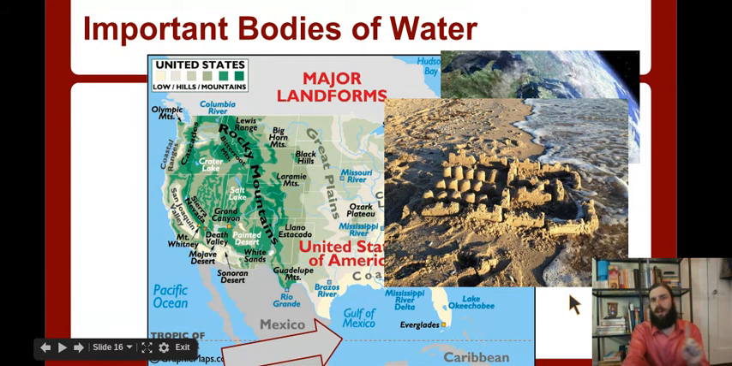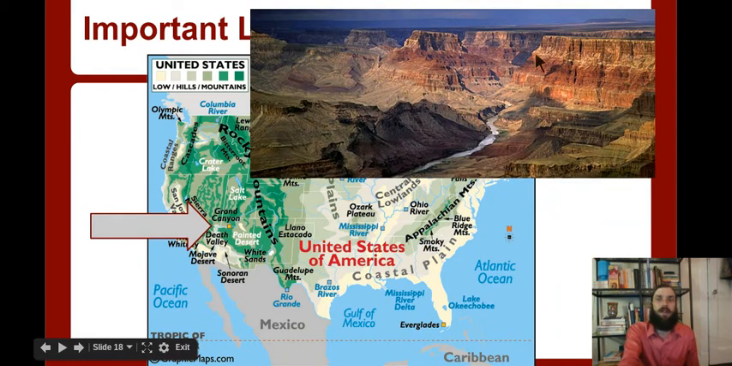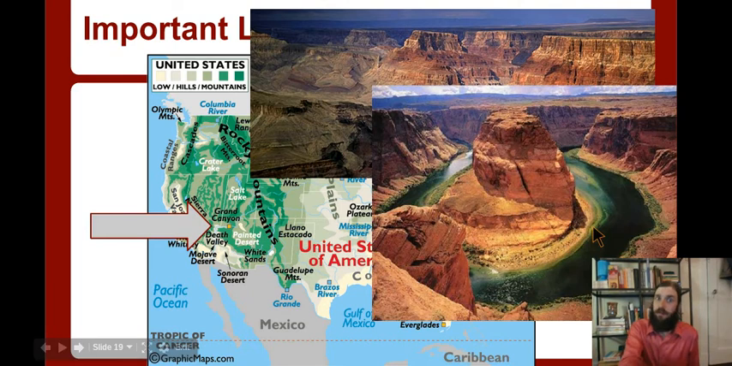Now, one more to cover. The Grand Canyon. We have our Salt Lake up in the northwest. We have our Grand Canyon in the southwest. The Grand Canyon was formed over time by a river that carved this deep canyon in the rock. Very beautiful, very grand. It is the Grand Canyon. Notice it is in the southwest United States.